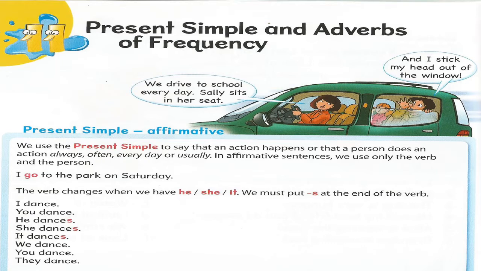We, you, and they, we don't have to put s at the end of the verb, like here: we dance, you dance, they dance. So we have to put s only with which subject or personal pronoun? He, she, or it.